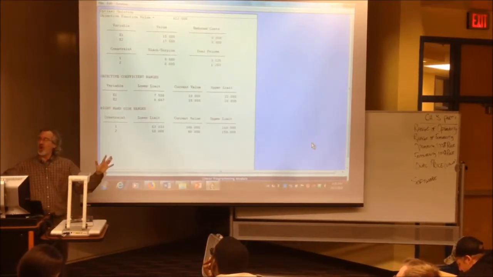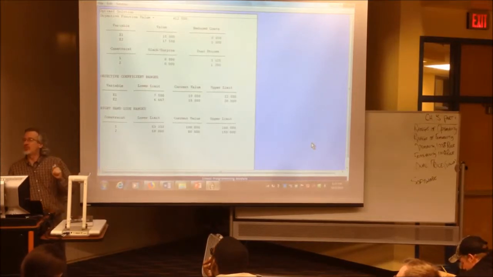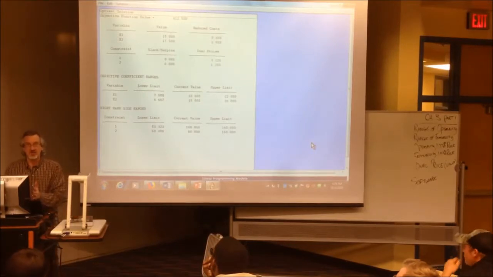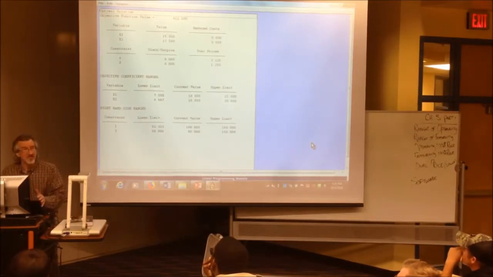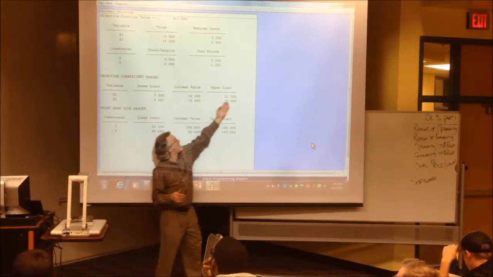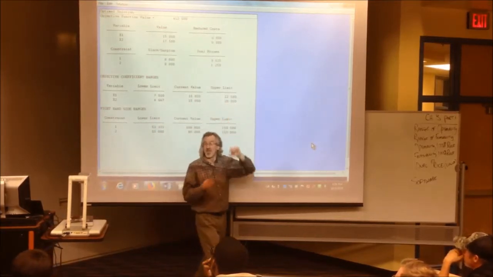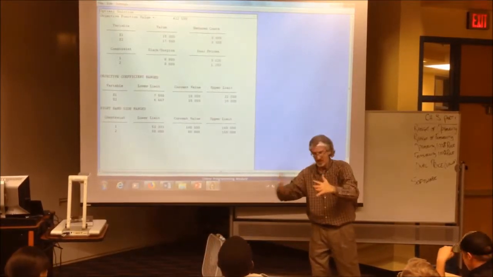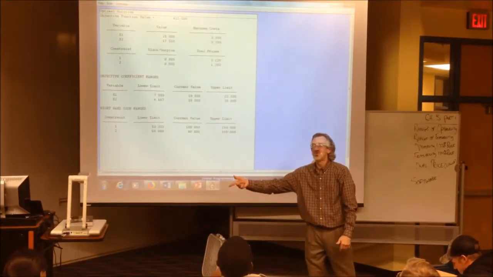I want to make sure we're all on the same page. X1's profit went from $10 to $25. Is the optimal solution still valid? No. Exactly. I wanted to give you an example where this is going above the upper limit, and your answer is going to be, because that change is outside the limit, the optimal solution is no longer valid.